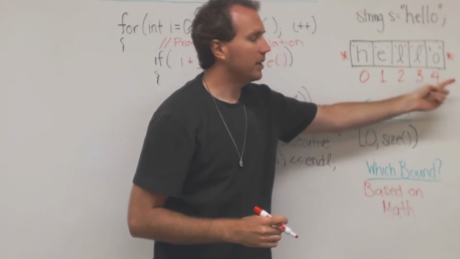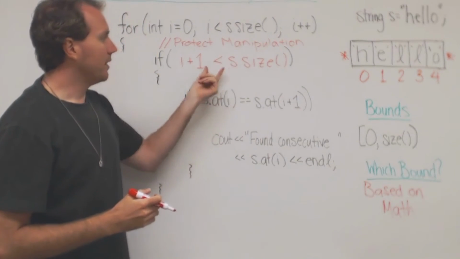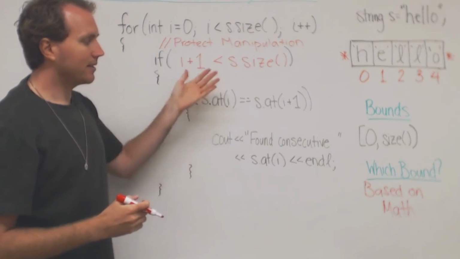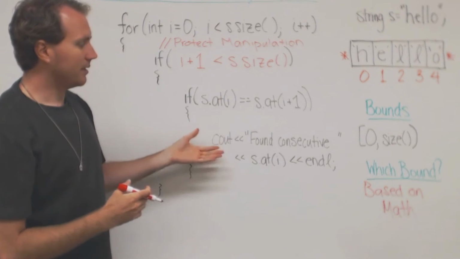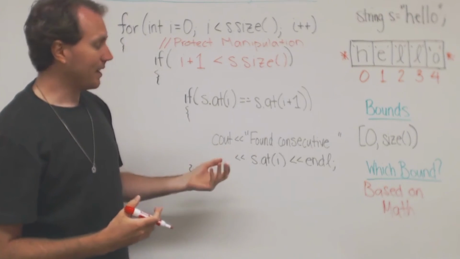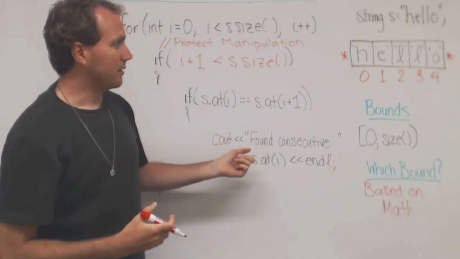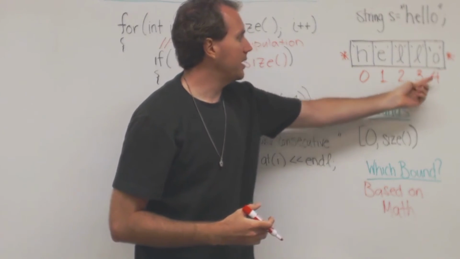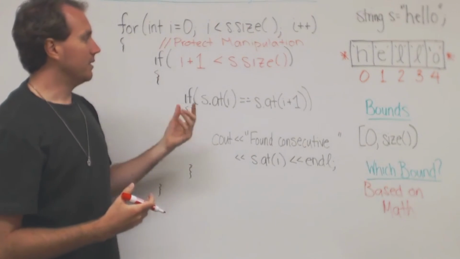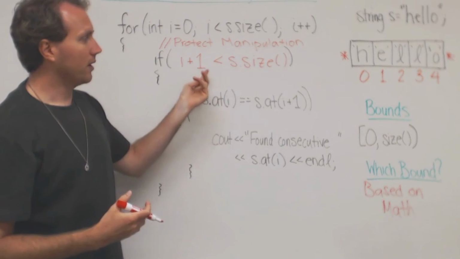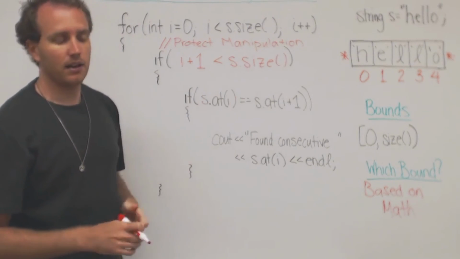So 4 plus 1 is 5. And that's out of bounds, so it'll never execute any of this code that determines if it finds consecutive letters, right? But if we're at 3, it'll be in bounds because 3 plus 1 is 4, and that's less than our size.